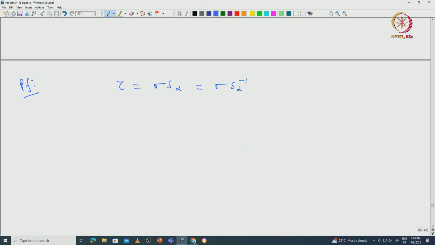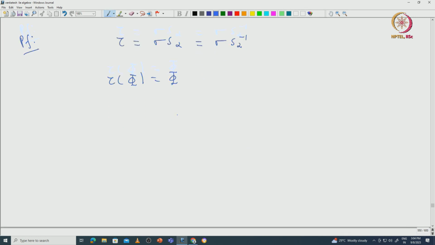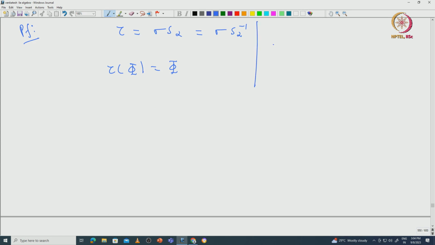Now since S alpha and sigma both leave phi invariant, you can see that tau of phi is also phi. That is very clear. Now if you compute tau of alpha, that is sigma S alpha of alpha, which is sigma of minus alpha. Since sigma maps alpha to minus alpha, it is going to be plus alpha. So, tau of alpha is equal to alpha. So, tau leaves alpha invariant.